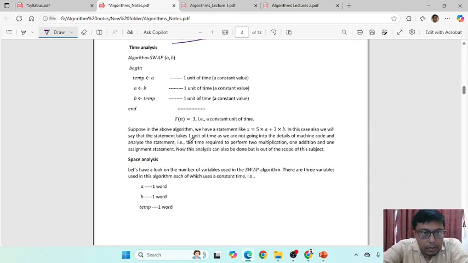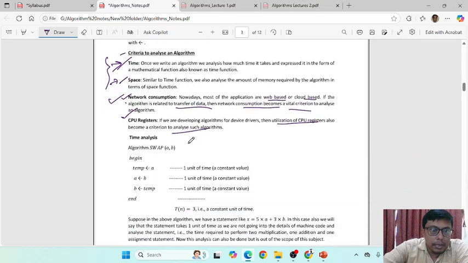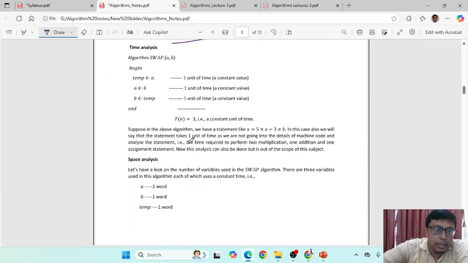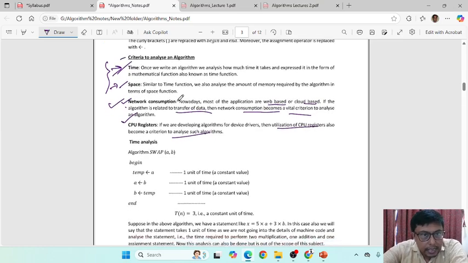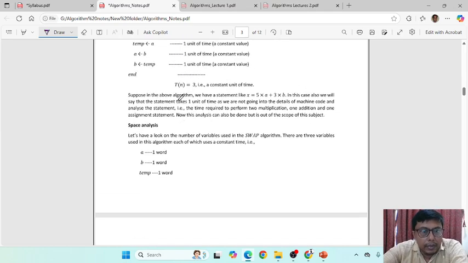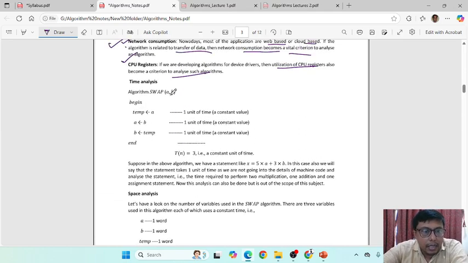Now you will see this one by one. Among these four, the time analysis and the space analysis are the most vital, and we generally use these two criteria to analyze an algorithm. Now how do we do this? Let us revisit that algorithm, swapping the values of two variables. This is one of the simple algorithms you can have.